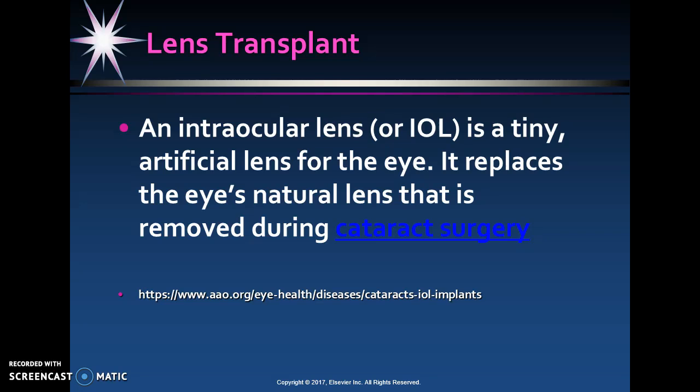An intraocular lens, or the abbreviation is IOL, is a small artificial lens for the eye, and it is a replacement for the eye's natural lens that is removed during cataract surgery. There is also other reasons for replacing a lens, but this is one of them.